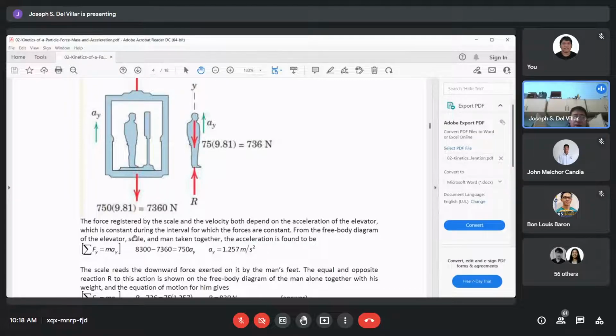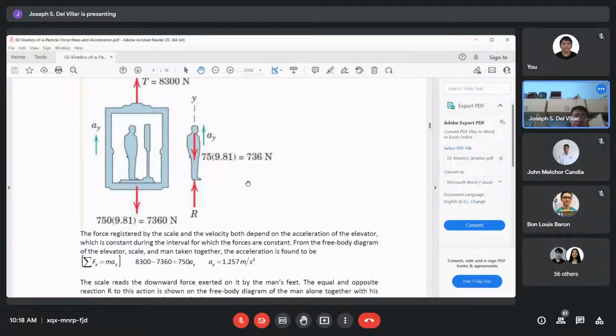So if summation of forces, the net, okay, net force. So meaning to say, upward force is taken to be positive and downward forces are negative. Now, since tension is an upward force, so tension yung positive, and yung weight nung tatlo, no, yung elevator, man, and the scale, okay, are downward because of the pull of gravity. Okay? So, the net force, yun yung magre-represent ng summation of Fy.